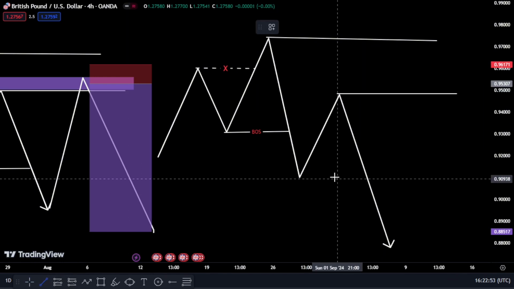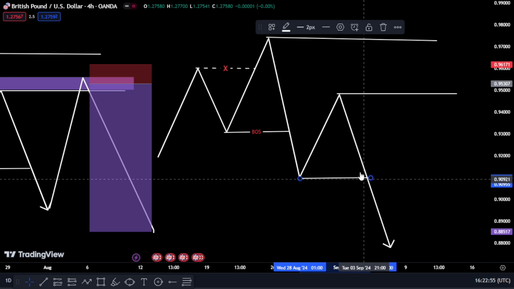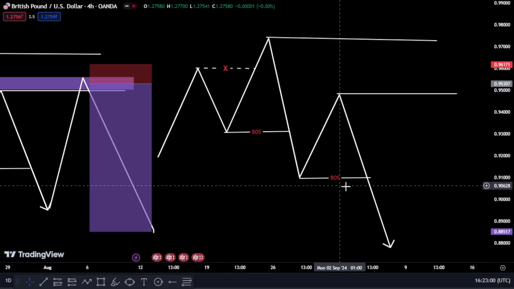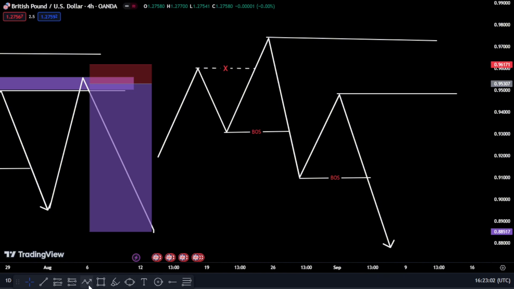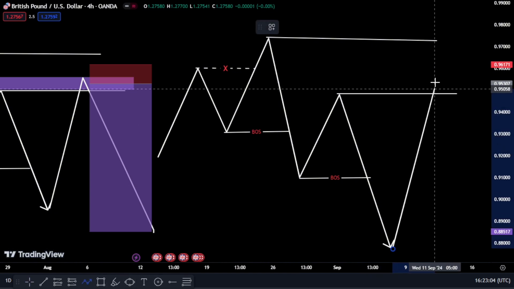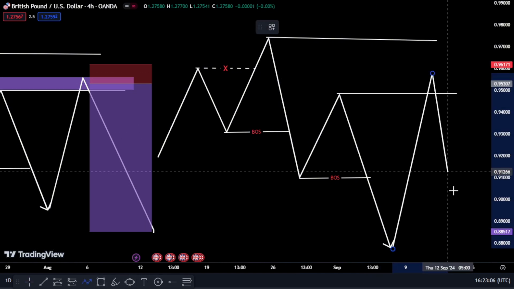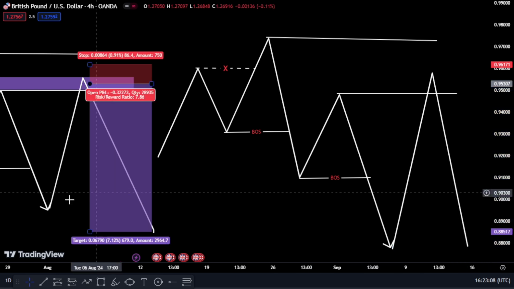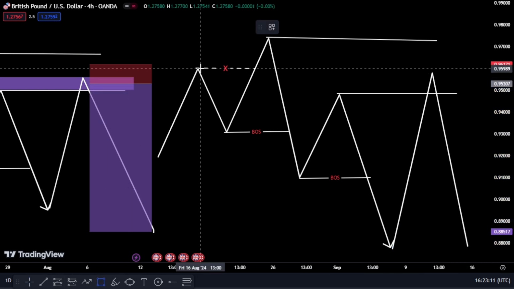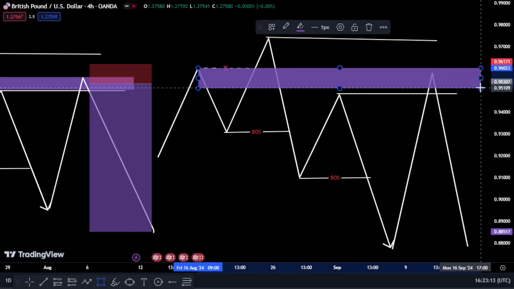So we have our second break of structure. What do you expect? You expect the market to actually come back, grab that liquidity, tap into your POI, and then sell to the downside.